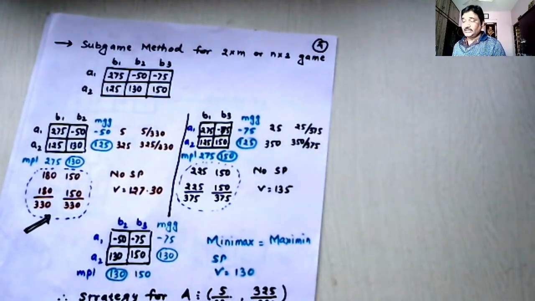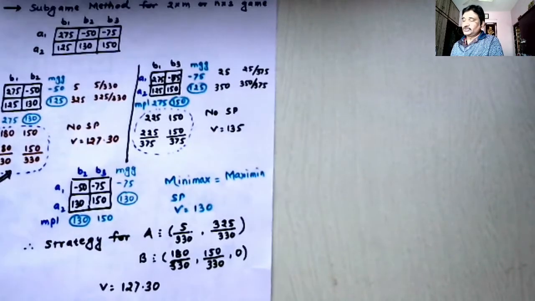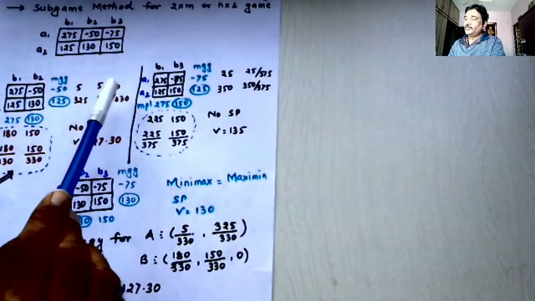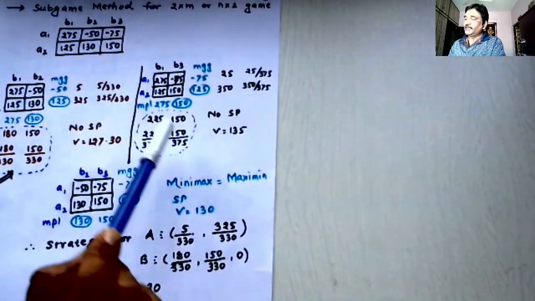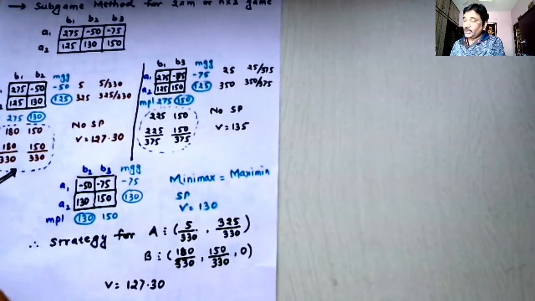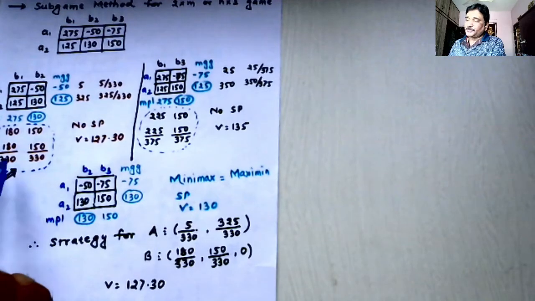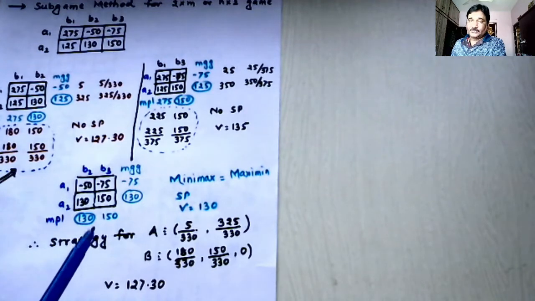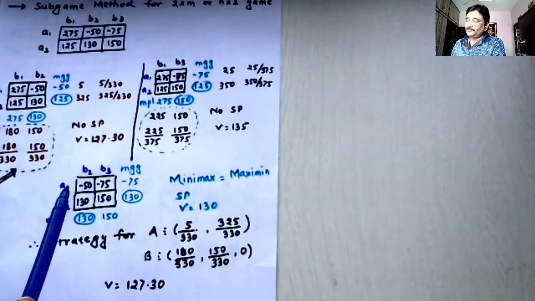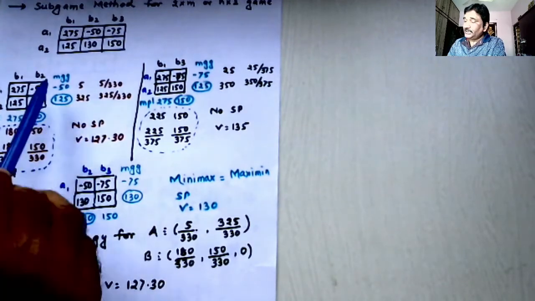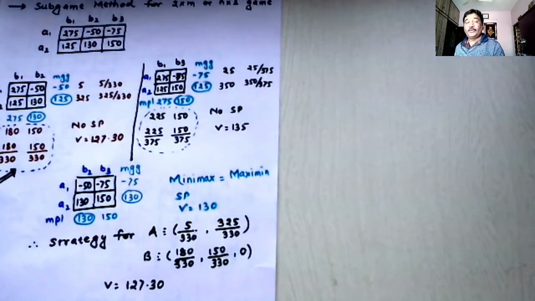And what will be the answer? Answer is to be written like this. Strategy for player A. You already have it: 5 by 330, 325 by 330. What is the strategy for B? 180 by 330. Player B will be playing B1 in this proportion. Out of 330 times, B1 should be played 180 times. And B2 150 times out of 330. And B3 is never to be played, will not be played.